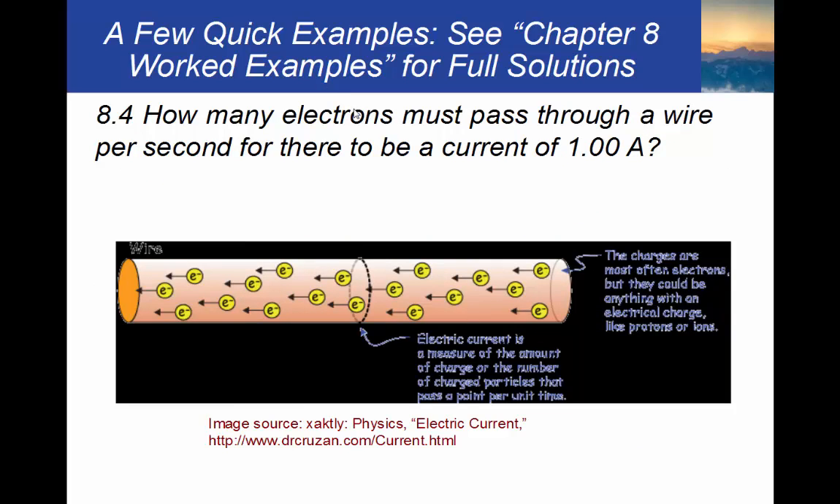Alright. Question: how many electrons must pass through a wire per second for there to be a current of 1 amp? Alright.